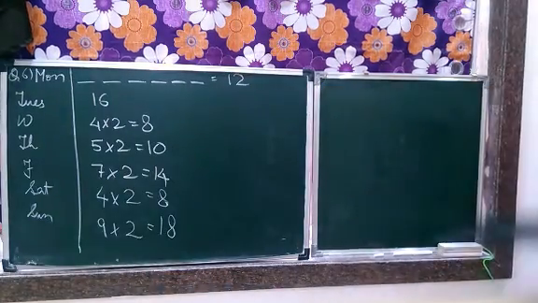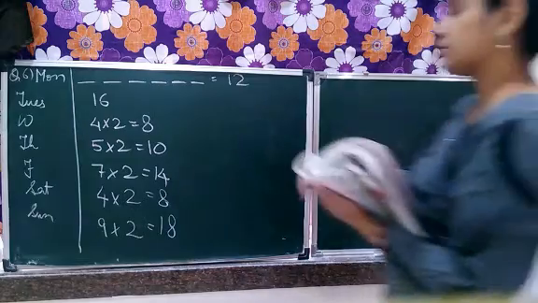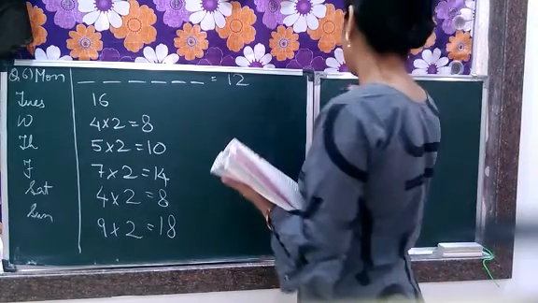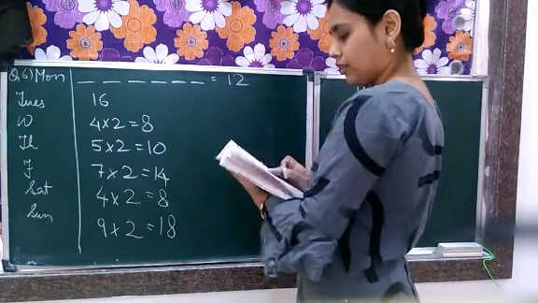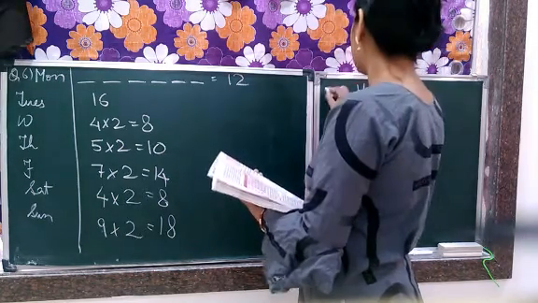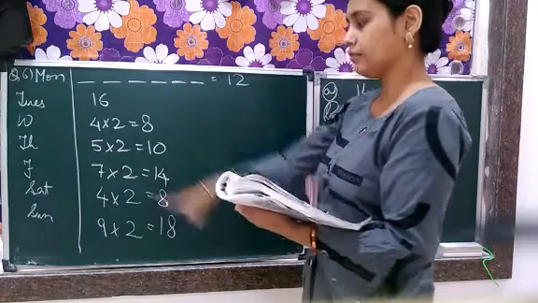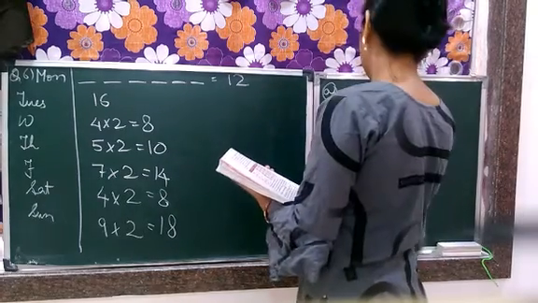Okay, so now we'll answer the questions. Turning the page, we answer the questions. Observe the pictograph and answer the following questions. How many bulbs were sold on Friday? 14. On which day were the maximum number of bulbs sold? So which is the maximum number? Answer is Sunday.